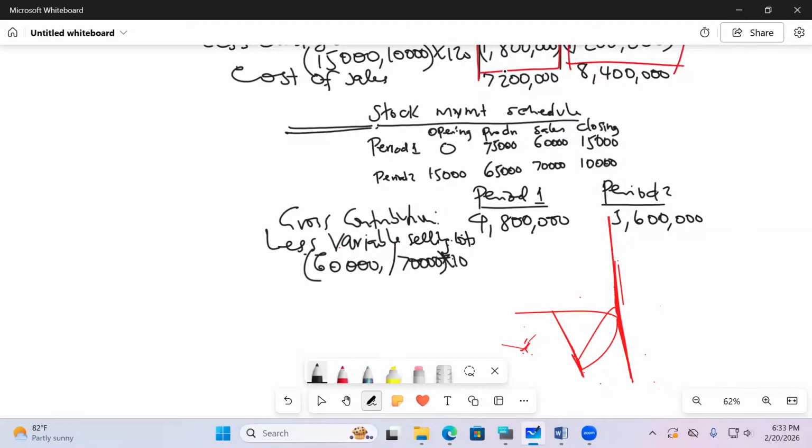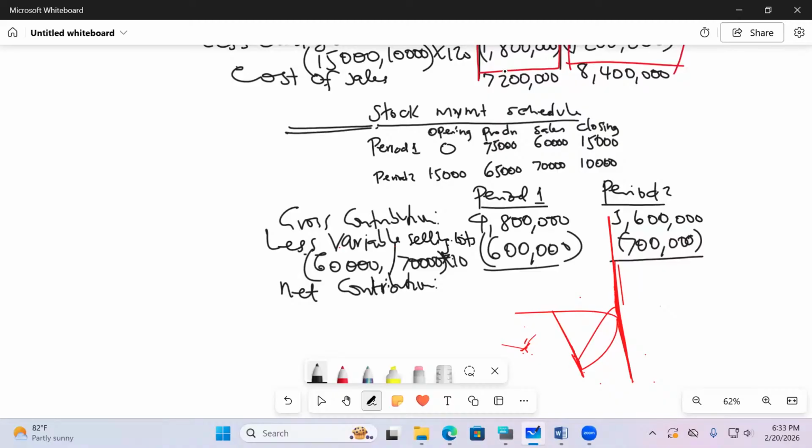Which gives me what figure here? The first period is 600,000, and the second period 700,000. So you less this comfortably, then you will be able to get what we call the net contribution. The net contribution will be gross minus variable selling. The first one is 4.2 million. The second one will be 5.6 minus 700, which is 4.9 million, isn't it?